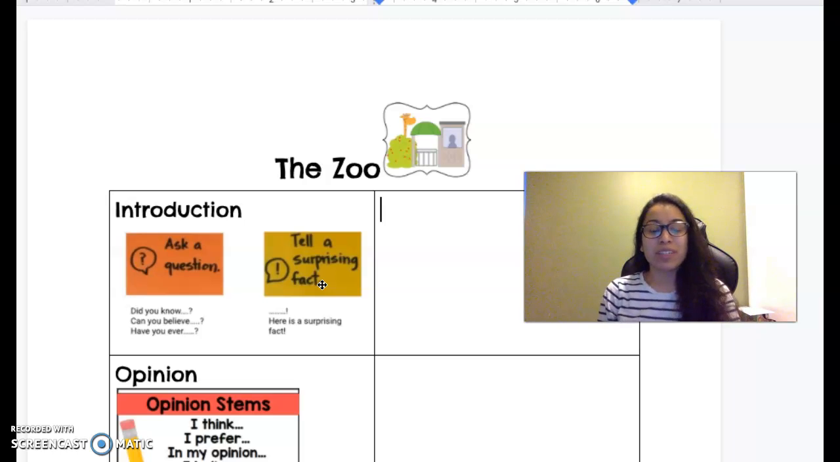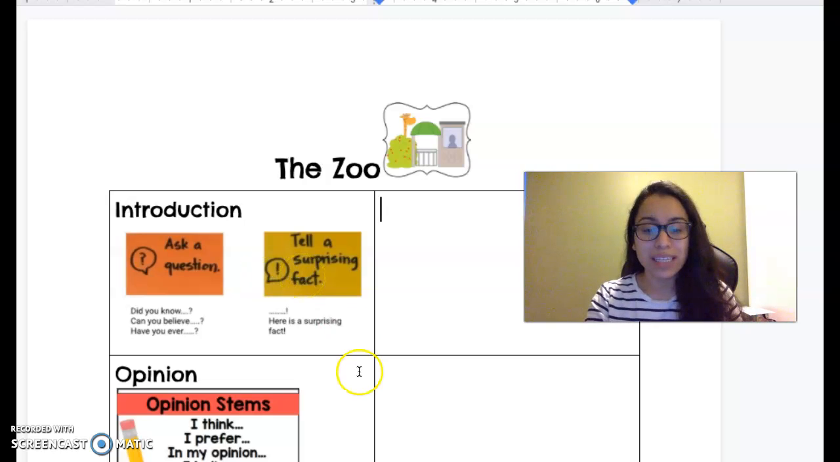So remember, an introduction is to hook your reader and get them excited about zoos. You could ask a question. Did you know? Can you believe? Have you ever? You can start that way, or you can tell a surprising fact about zoos. Here's a surprising fact, and tell us something interesting about zoos.